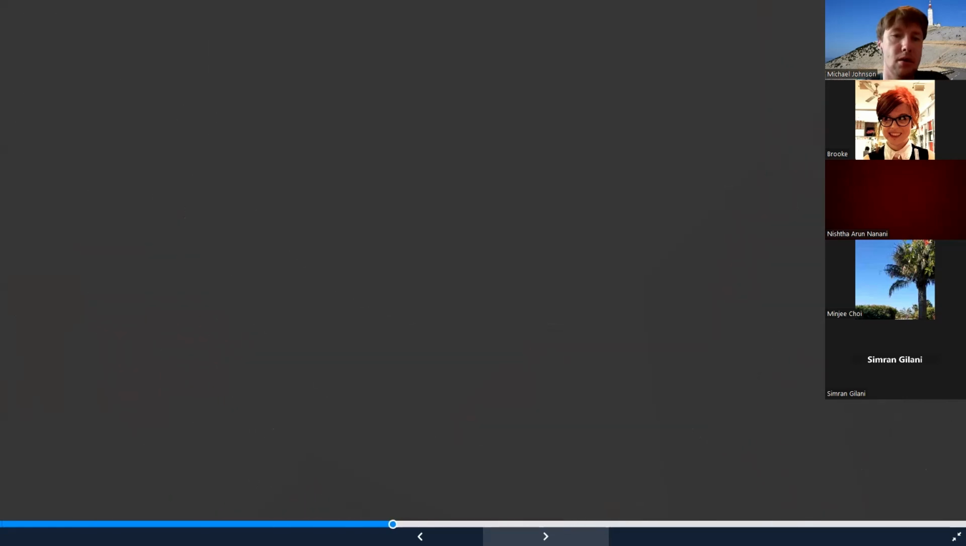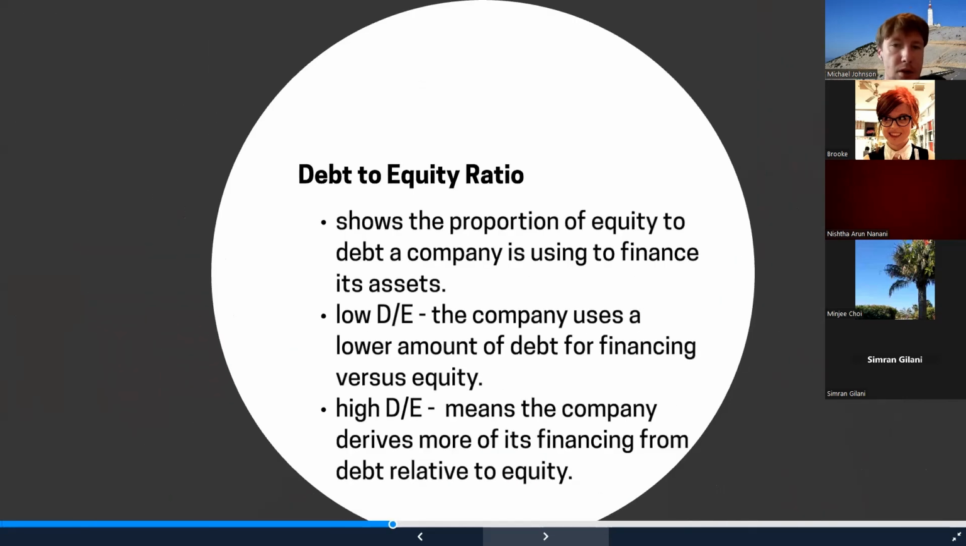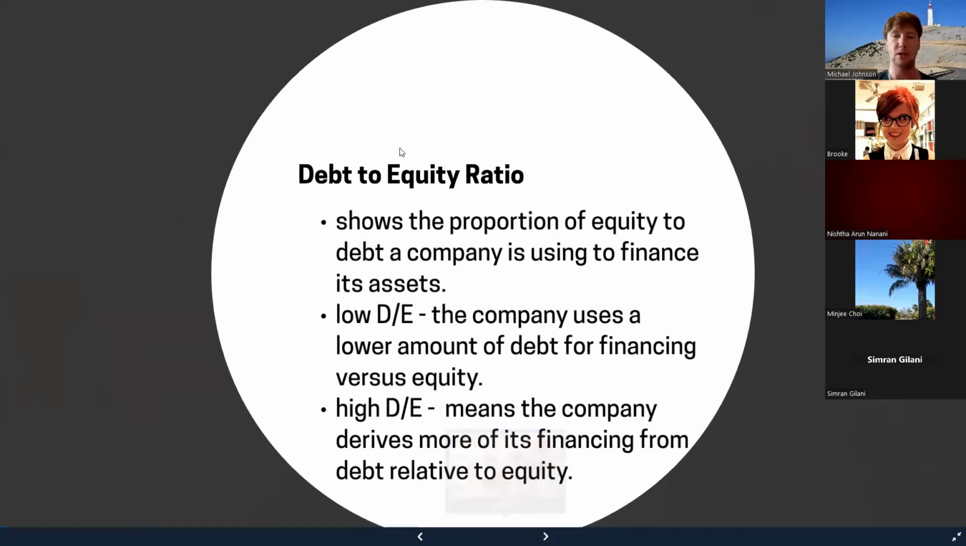And then debt to equity ratio shows the proportion of equity to debt a company is using to finance its assets. Low D/E, debt to equity ratio, means the company uses a lower amount of debt for financing versus equity. High D/E means the company derives more of its financing from debt relative to equity. So yeah, this is an important metric to look at here.